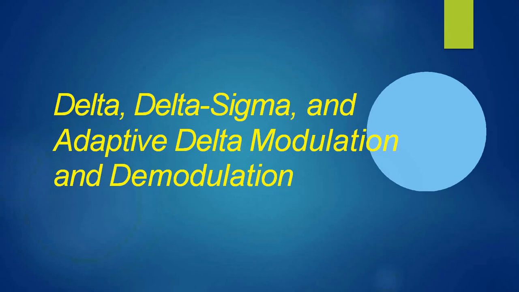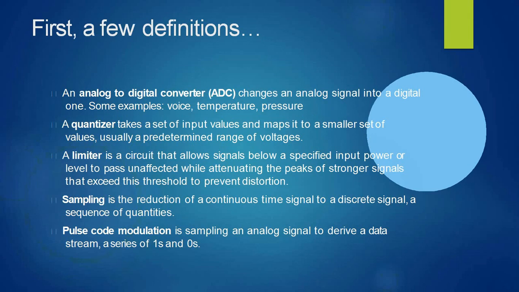Today we are going to discuss delta modulation, adaptive delta modulation, and demodulation in digital communication. The first few definitions we have to understand first. An analog to digital converter (ADC) changes the analog signal into a digital one; examples are voice, temperature, pressure, etc. The next is the quantizer.